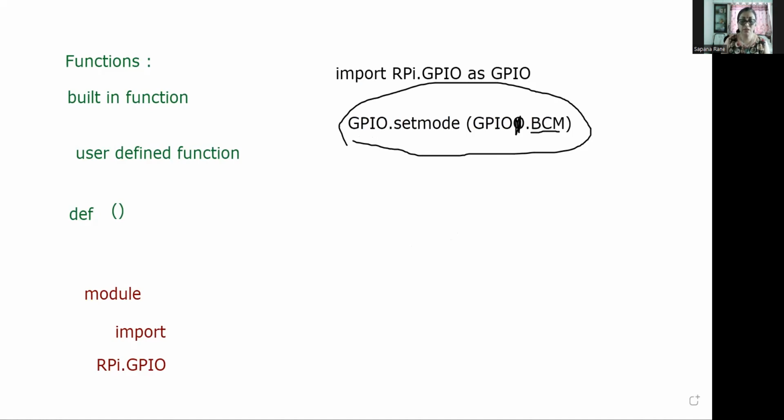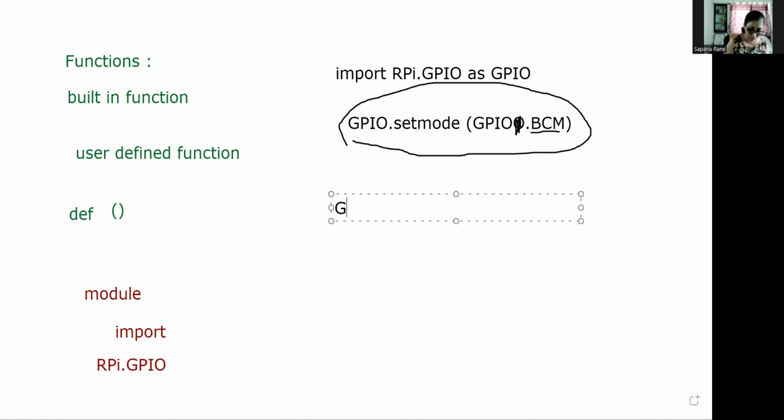Now by using the setup keyword, you can set up your channel as an input channel, or as an output channel, or as either. That means suppose I want to set up the GPIO channel as an input channel, then what I have to write is GPIO.